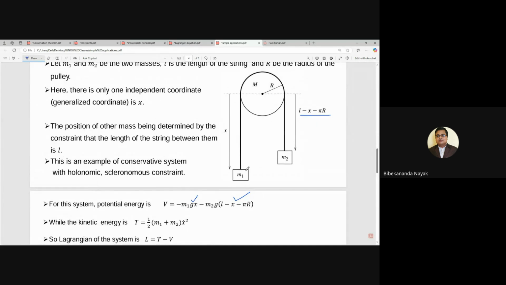The kinetic energy is half m v square: half m1 x dot square plus half m2 times its derivative. But here L is constant, so its derivative is 0, and pi R is constant, so its derivative is 0, leaving minus x dot. Squared, minus squared becomes plus, so x dot square. So the kinetic energy is half (m1 plus m2) x dot square. Okay?